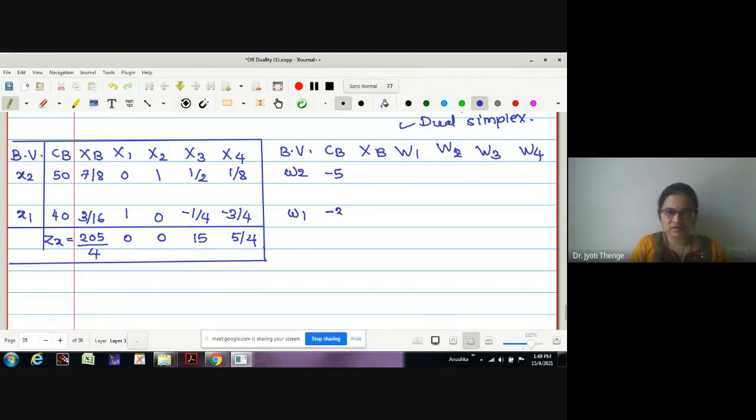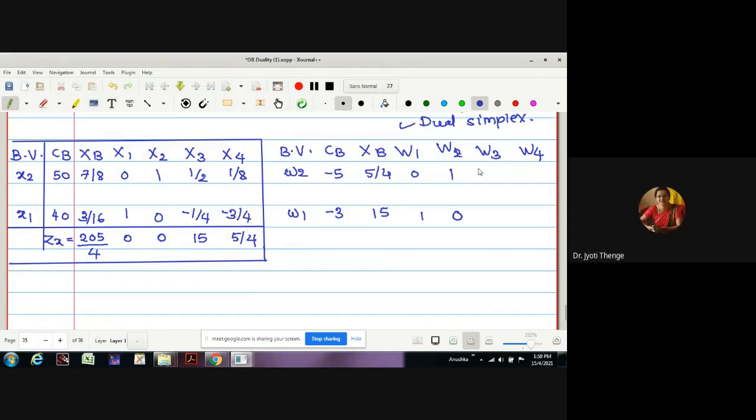Minus 5, minus 3, 5 by 4, 15, 0, 1, 1, 0. For W3, this entry is minus 3 by 6, 1 by 4. What about the remaining students? They have not got the answers.